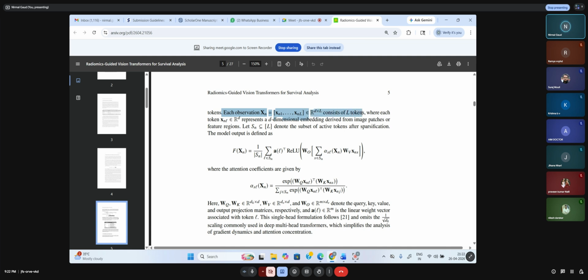L tokens are there. In an image, we divide the image into tokens, each token represented with a D dimension. L is the number of tokens, D is the dimension of the token, from the image patch. So collect the tokens from patches. So far, we are only restricted to patches.